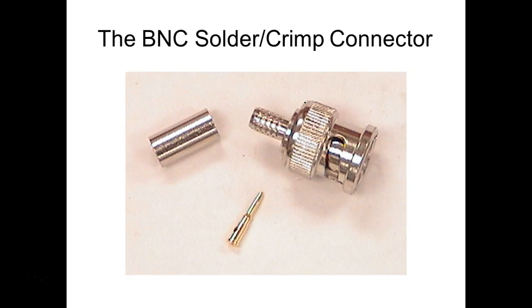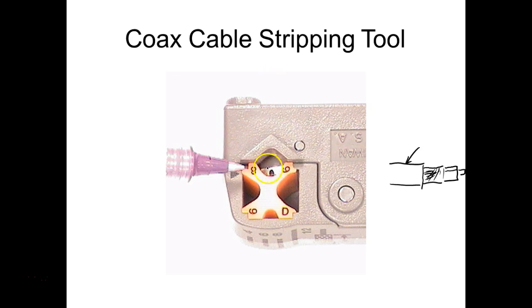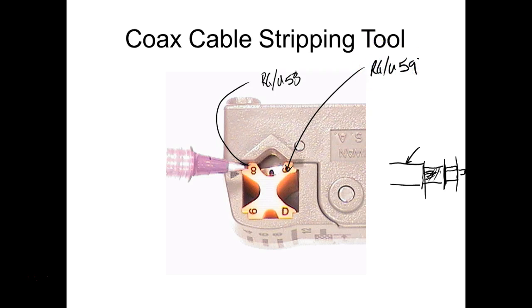It's got an Allen wrench, and it's got two blades in it, which is going to give us this, and it's going to give us this. When it strips, it's actually going to come in and strip off the shield to the right length for us. This has a gauge on it, depending on what you're going to do. This would be the stripper for RG58, which we use in networking. This would be the stripper for RG59, which we use in cable TV inside your premise.